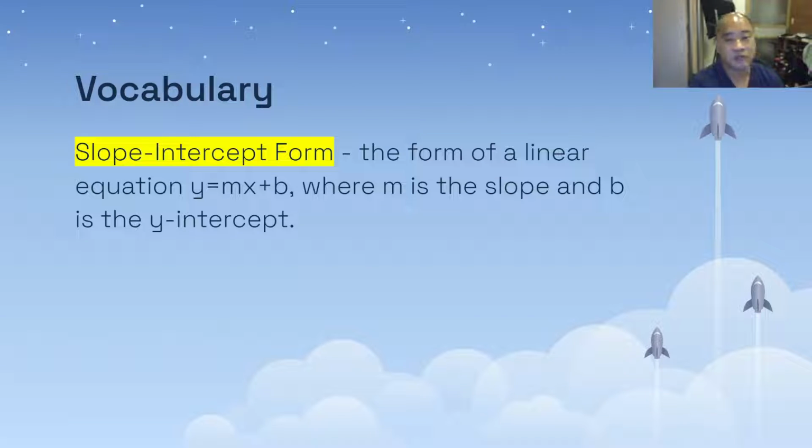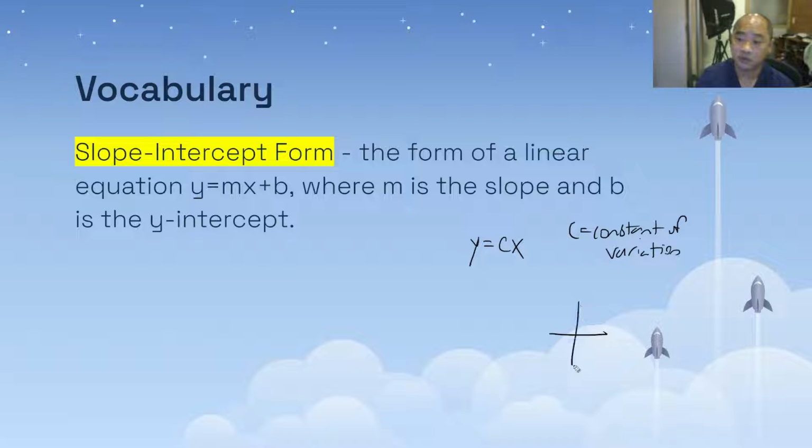Well, last time we talked about direct variation, right? And in direct variation, it's y equals c times x, where c is the constant of variation. This is a specific kind of linear equation where the line goes through the origin, but that doesn't happen that often in life. It happens a lot, but sometimes the line does not pass through the origin.